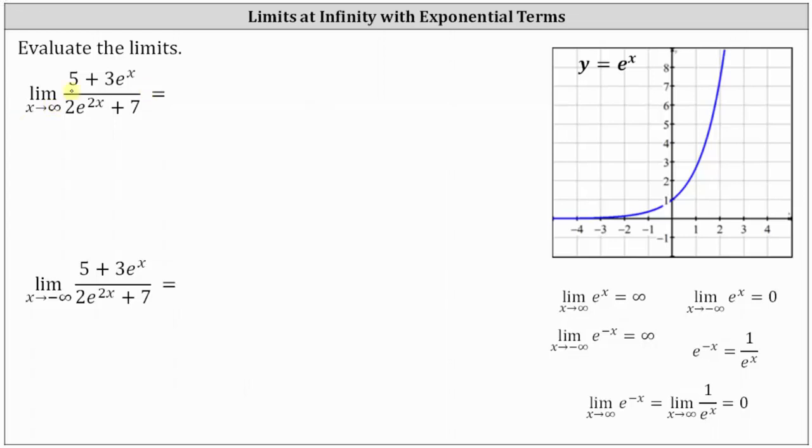As x approaches infinity, 5 is not affected by x. And then we have plus 3 times e to the power of x. 3 times e to the power of x is going to increase without bound, or approach infinity, as x approaches infinity. Similarly, in the denominator, 2 times e to the power of 2x approaches infinity as x approaches infinity, and 7 is not affected by x.